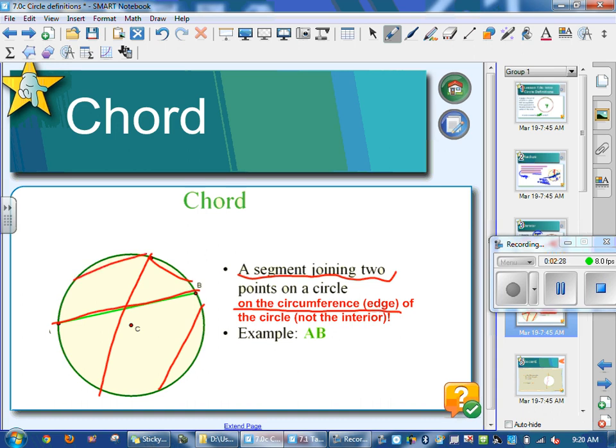Now, can a chord go through the middle? Heck yes, that's why it's called a diameter then. Okay, there's only one specific chord that will go through the middle, and that is your diameter. Okay, let's pretend that goes through the middle there. There we go. Alright, that will be a diameter, and yes, it's a chord.